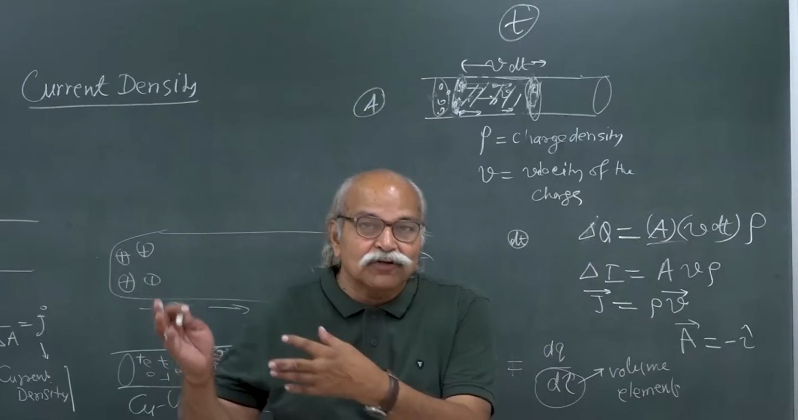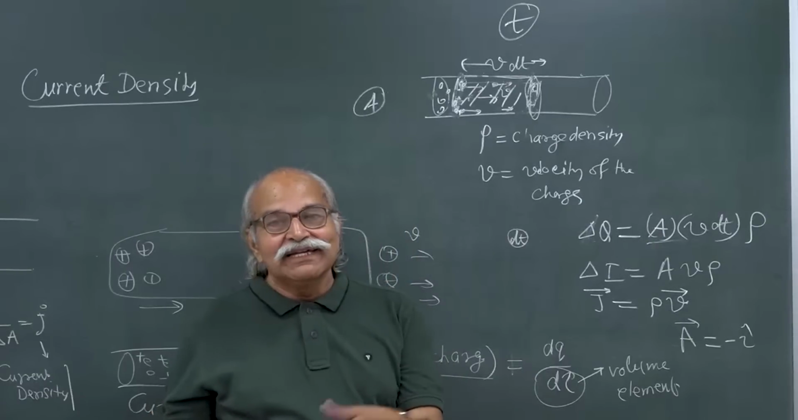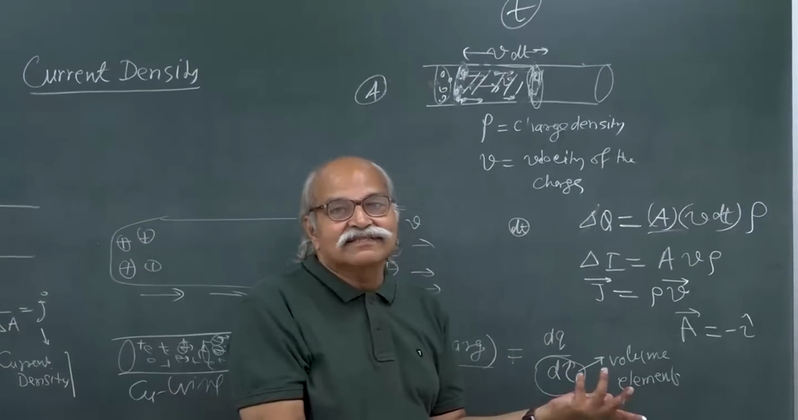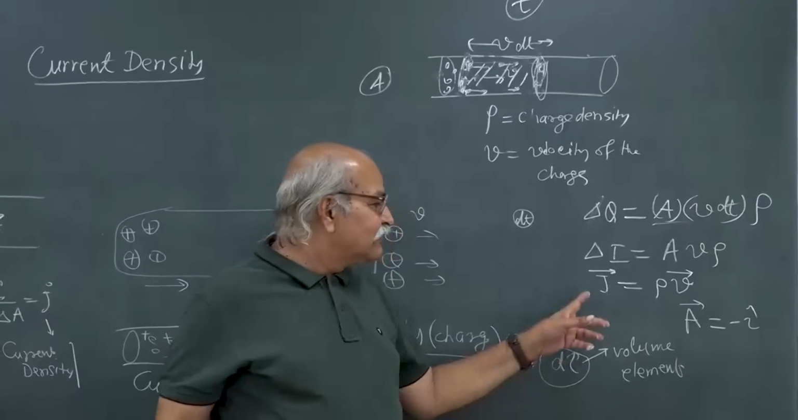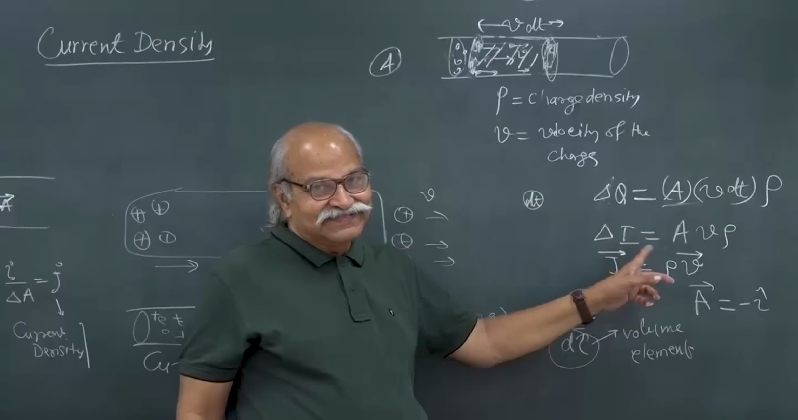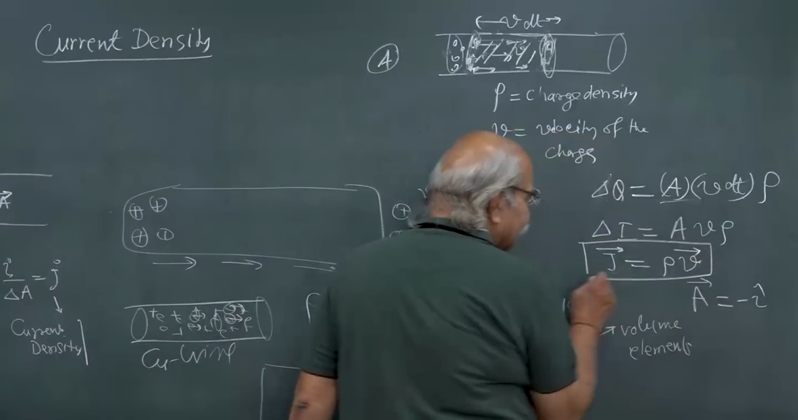So if it has electrons, then the current density and hence the current will be in the opposite direction. And if it is positive ions or positive charge, then they will be in the same direction. This equation is valid for both of them, right? So keep this in mind. We will be using this many times.